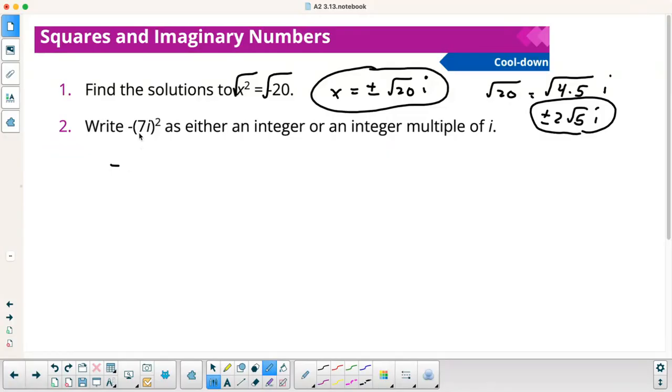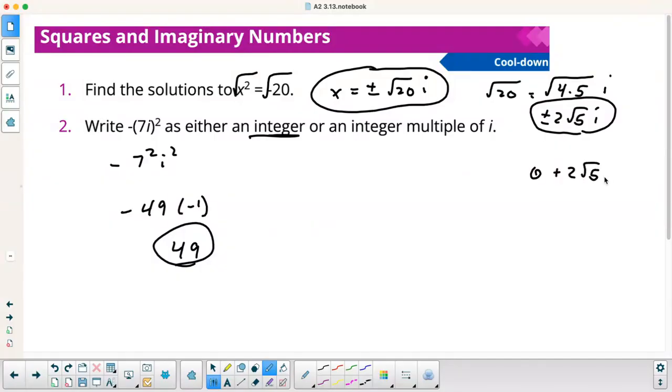So next one: negative, square the 7, square the i. So 49. Negative 49 times negative 1 is 49. I guess maybe I should write it in the a plus bi form. Oh, okay, it says write it as an integer or a multiple of i, so I don't have to write it in a plus bi form. If I wanted to write these as real plus imaginary, I could write it like that. I could split it up into two separate ones, or I could just be lazy and use the plus or minus. This would be 49 plus 0i.